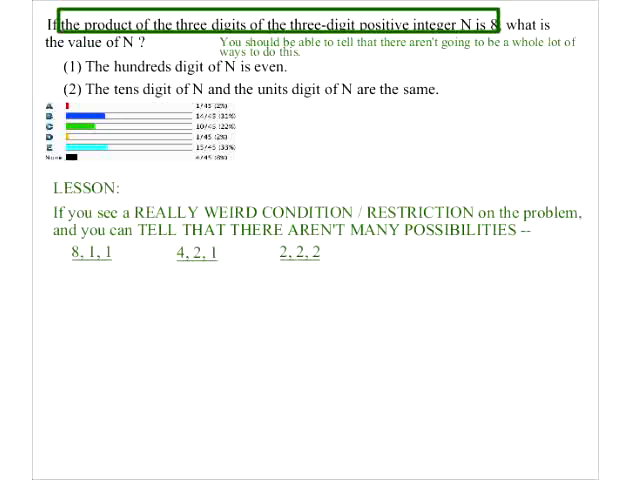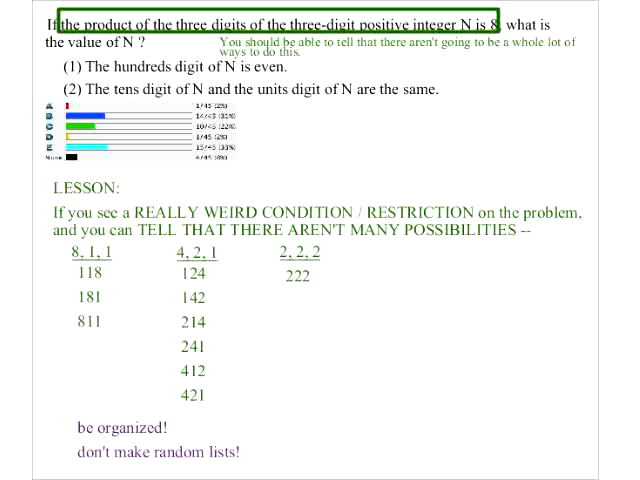So you just got to list them. You can do 118, 181, 811. You can be organized again: 124, 142, 214, 241, 421, 412. And then here's our spoiler friend, 222. So be organized. Don't make lists at random. It's worth it to take a few extra seconds to make an organizing principle.